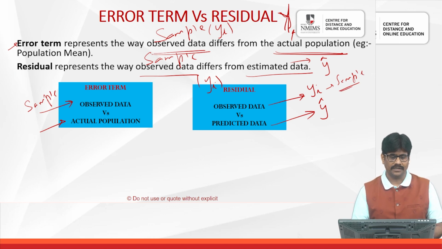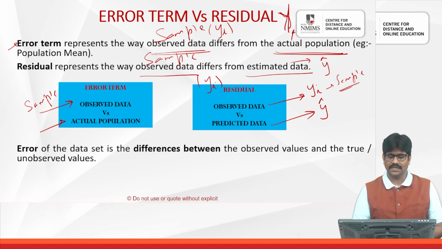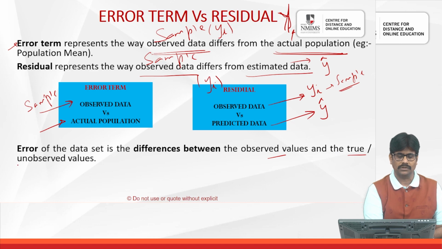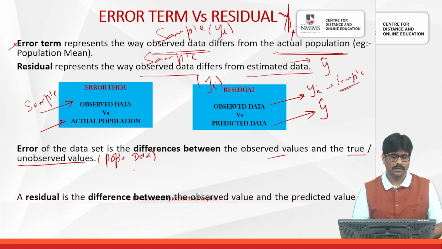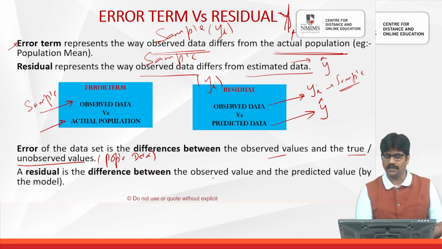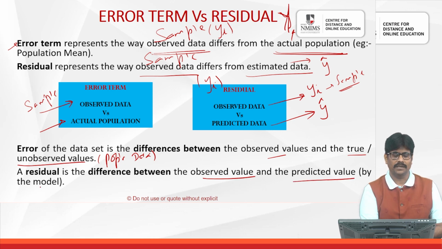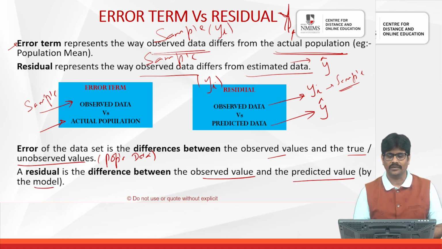Hope this clarifies. The error of the data set is the difference between the observed values and the true or unobserved values. The true or unobserved values are nothing but your population data, right, because it is unobserved. A residual is the difference between the observed value, which is basically the sample, and the predicted values by the model, which is here called the estimated regression equation.